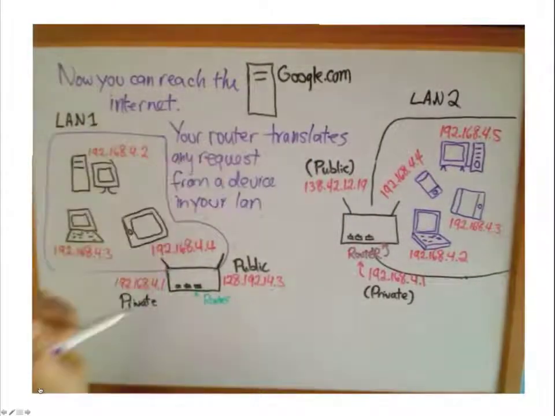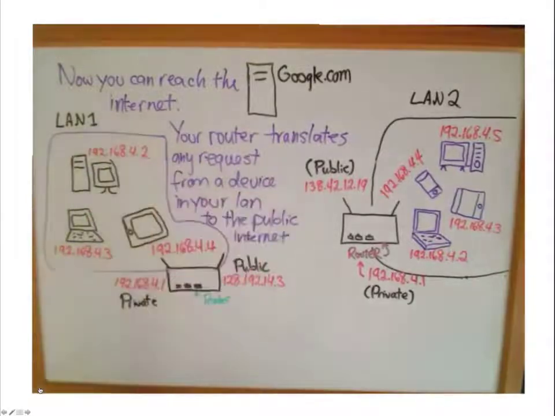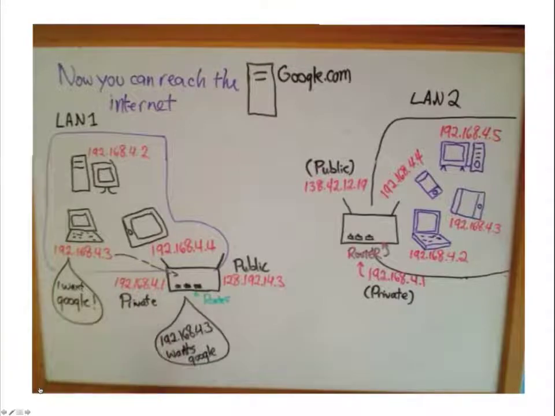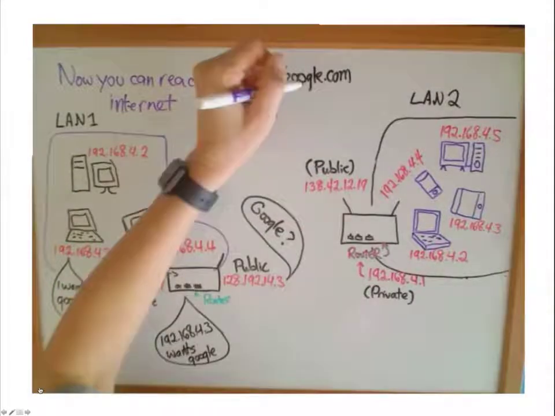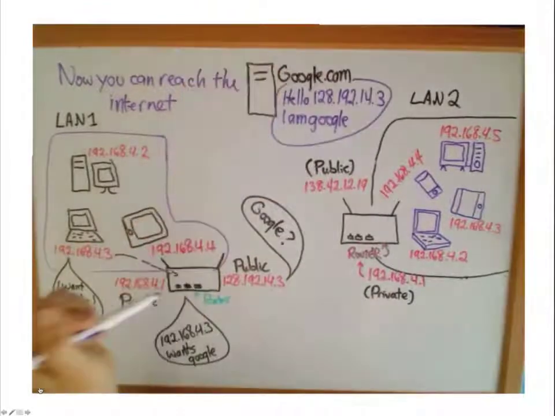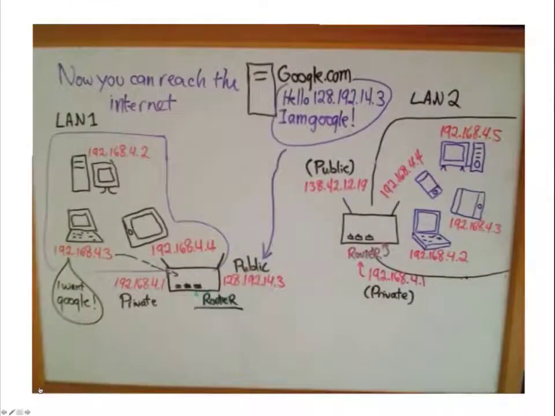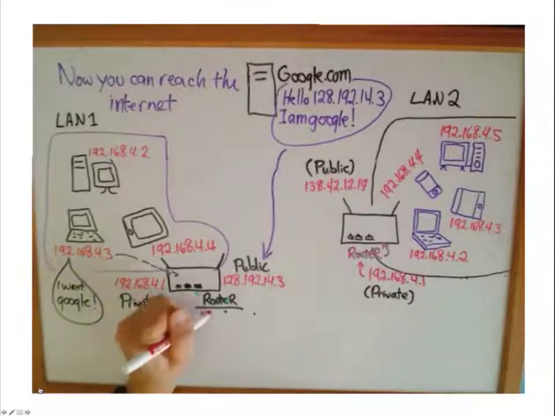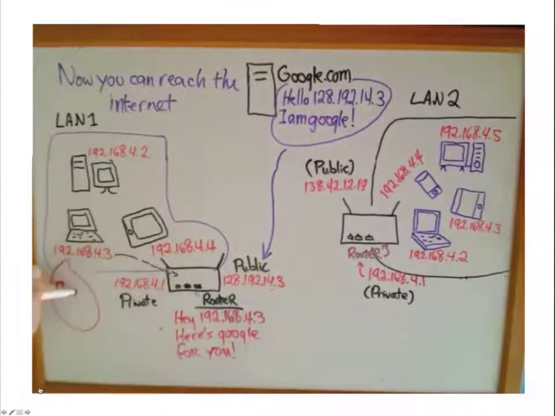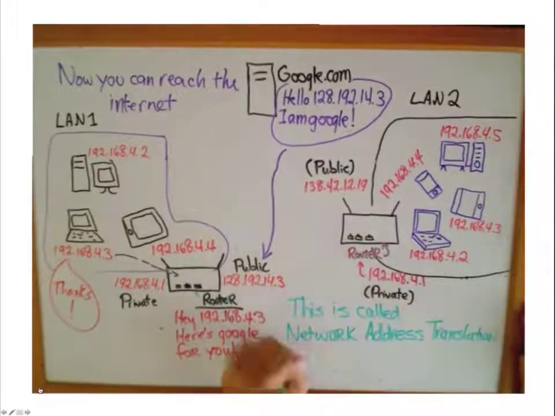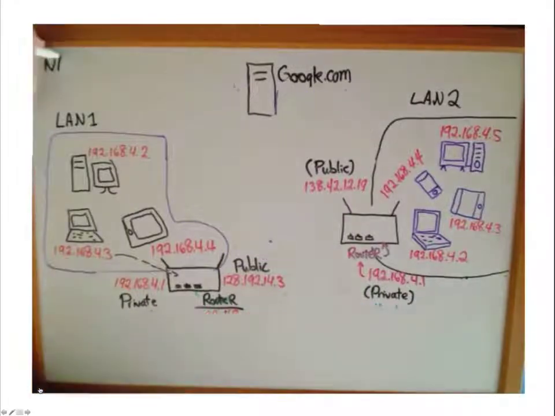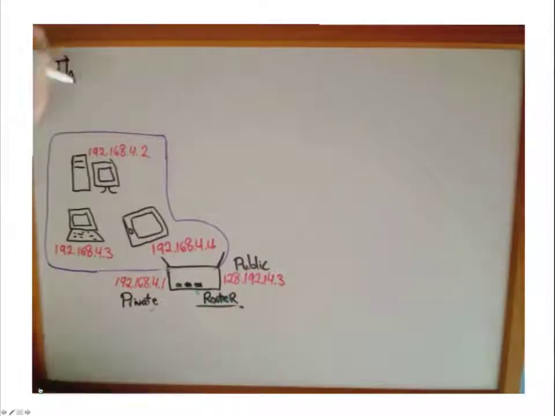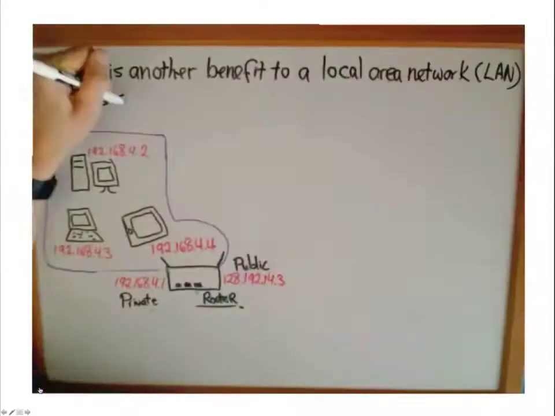Your router translates any request from a device in your LAN to the public internet. So that one says, I want Google. The router says, number 3 wants Google. The public address goes out and talks to Google, which sends back something to the public address. The router says, that's number 3 that wanted that. Hey, number 3, here's that Google for you. This is called Network Address Translation, or NAT. NAT is so important that routers are often called NAT boxes.